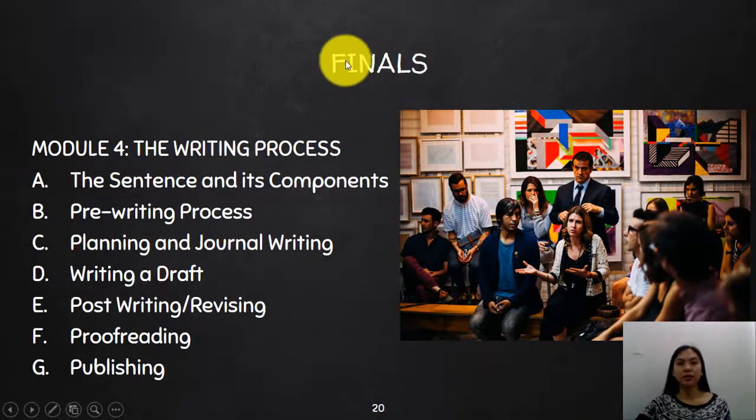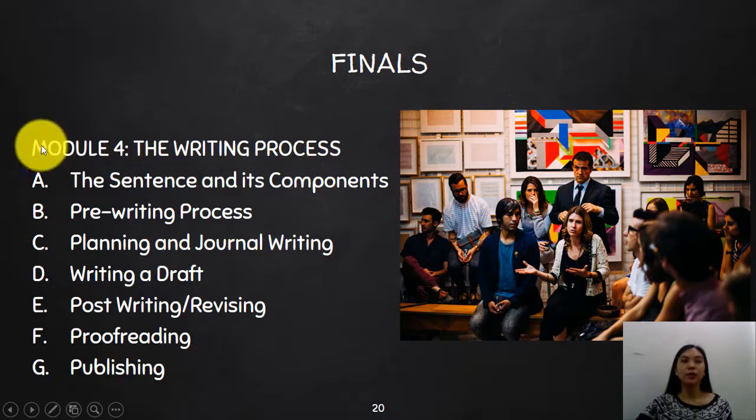So for the final term, you have your module number 4, which includes the writing process. And under the writing process, you have the sentence and its components, the pre-writing process, planning and journal writing, writing a draft, post-writing or revising, proofreading, and lastly, publishing.